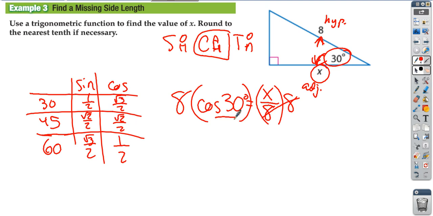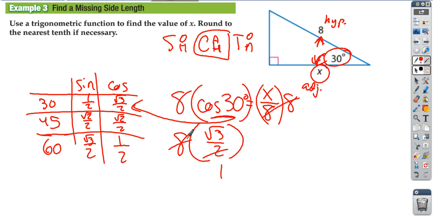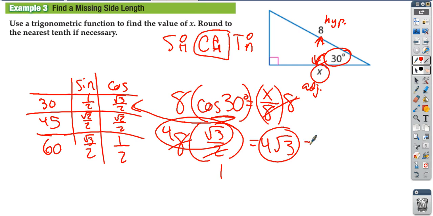So what is the cosine of 30? It's this one right here. It's radical 3 over 2. So let's plug that in. The 2 cancels with the 8, and we get 4 times radical 3. And if you put cosine of 30 in a calculator, you actually get the same thing, just as a decimal. Okay, so they actually do say round to the nearest tenth. So 4 times radical 3, that's like 6.928 or something. So 6.9 roughly.